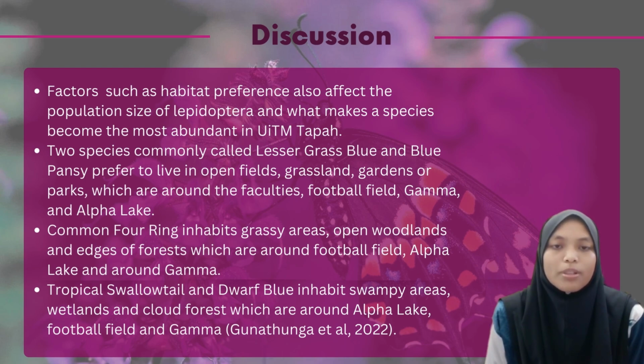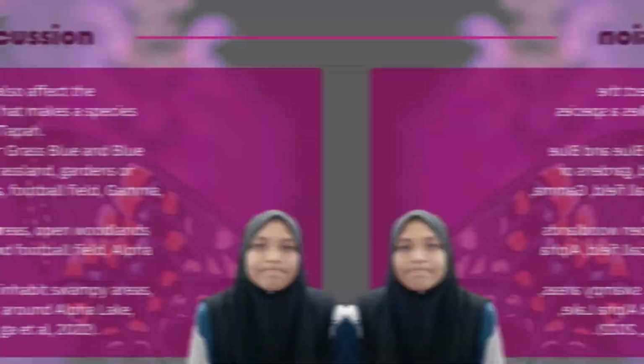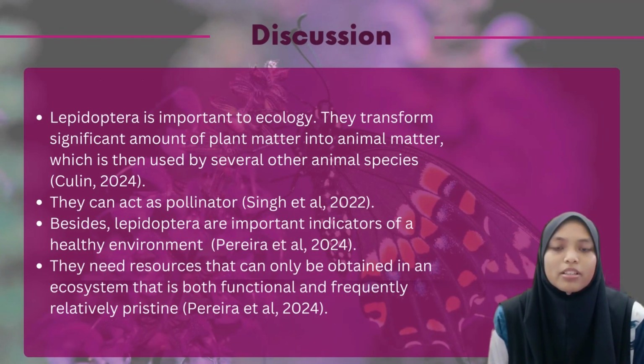Other species called common four-ring inhabit grassy areas, open woodlands, and the edges of forests which are around football field, Alpha Lake, and around Gamma, making them easily found in those three places, while tropical swallowtail and dwarf blue prefer to live in swampy areas, wetlands, and cloud forests, which is why their population size is higher around Alpha Lake, football field, and Gamma.